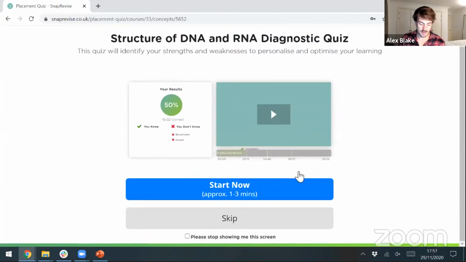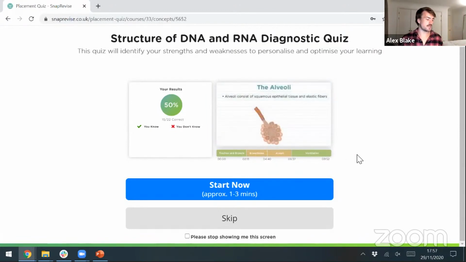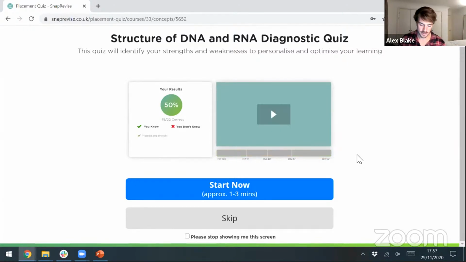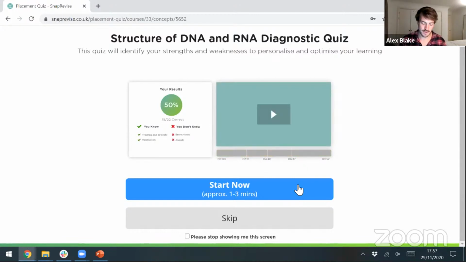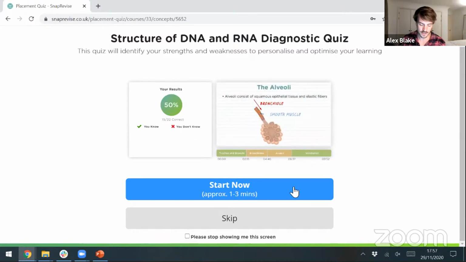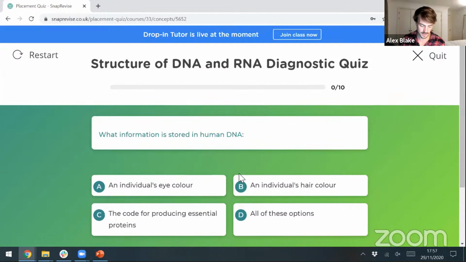For each topic, you start with a diagnostic quiz. What this does is it tells you which parts of that topic you know well and which parts you need a bit more practice on. So it's really useful because you've only got so many hours in the day and so much time you can devote to revision. You've got to revise smart as well as hard. So if you can target your revision to where it's most needed, and this information is provided by these diagnostic quizzes, you can get more out of your revision session.